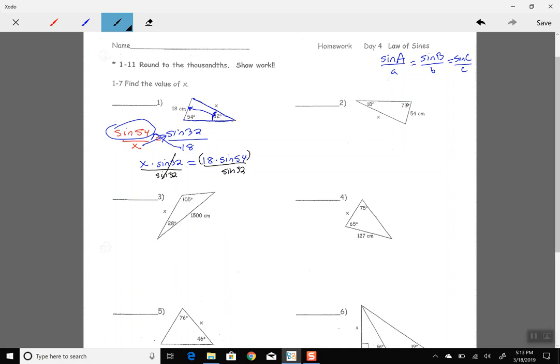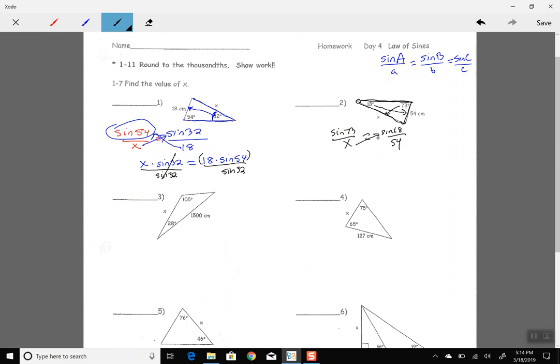Number 2, that's 73 degrees. Again, this side opens up to this one. So 73 degrees goes with that side, and 18 degrees goes with this side. Again, it opens up to this side. So sine of 73 over x is going to be equal to sine of 18 degrees over 54. So there's our setup. Angles on top, sides on bottom, or if you had it flipped, sides on top, angles on bottom, it'd still be the same thing.